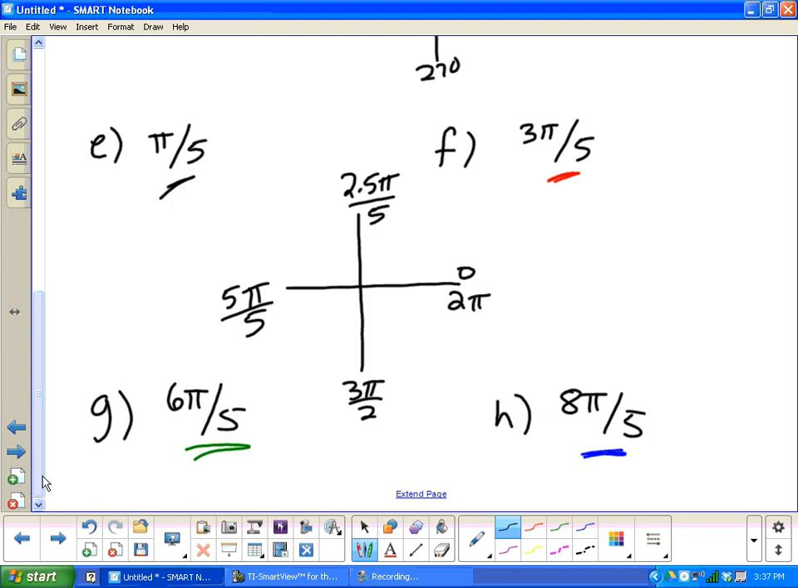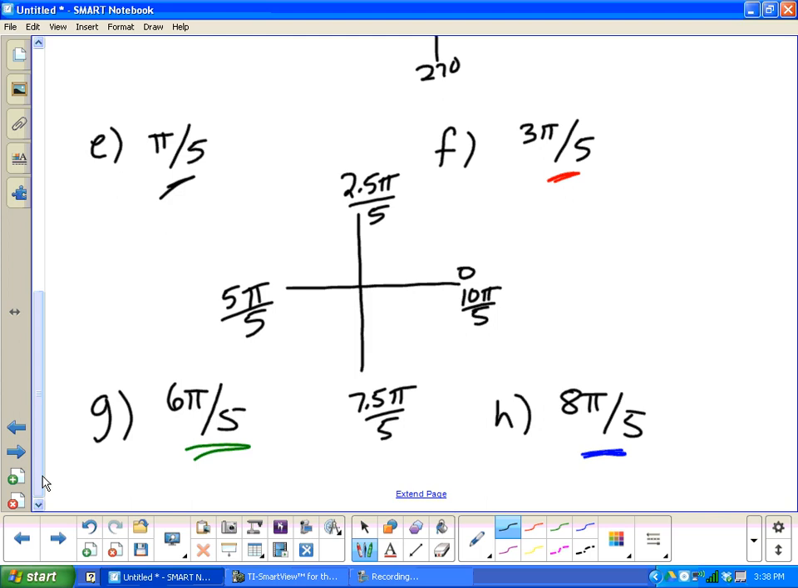So notice every 90 degrees is 2.5 pi over 5. And so if I go 2.5 pi over 5 more here, that would be 7.5 pi over 5. And then all the way around to get 2 pi would be 10 pi over 5.